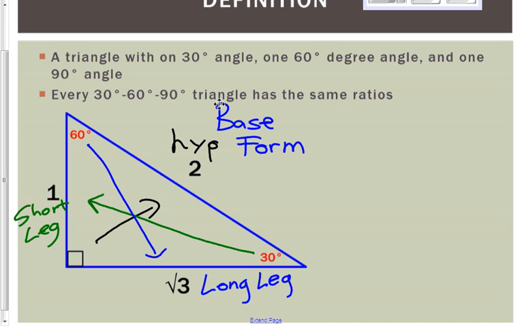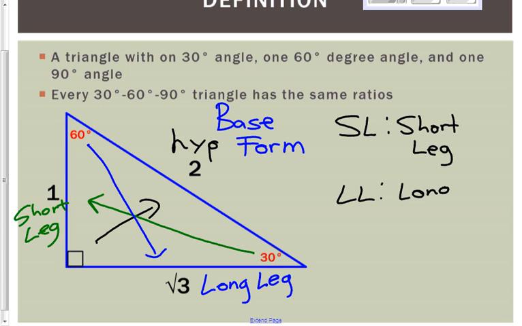I will probably not write short leg and long leg today. I'm probably going to use an abbreviation. For today, short leg is going to be represented by SL. Long leg, I'm going to use LL to represent that.